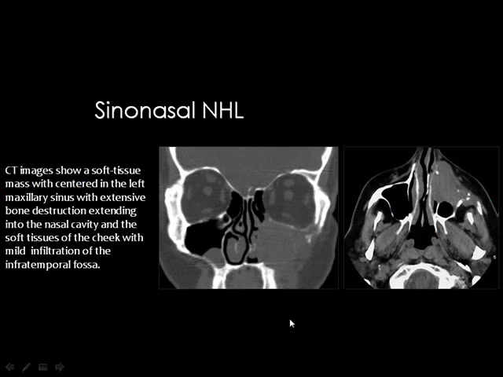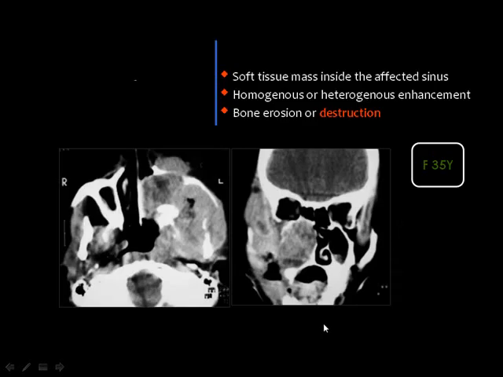Then this is another example of a sinonasal non-Hodgkin lymphoma, a malignant lesion destroying the bone and extending into the root of the nose, as well as destroying the zygomatic bone.